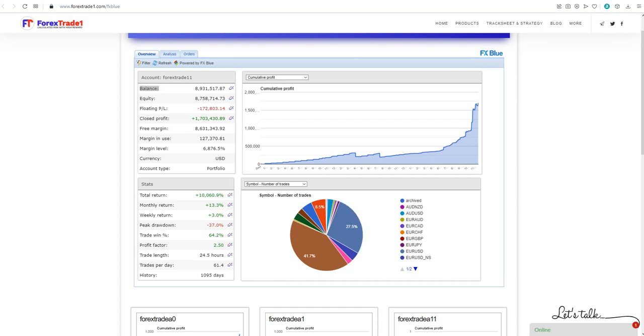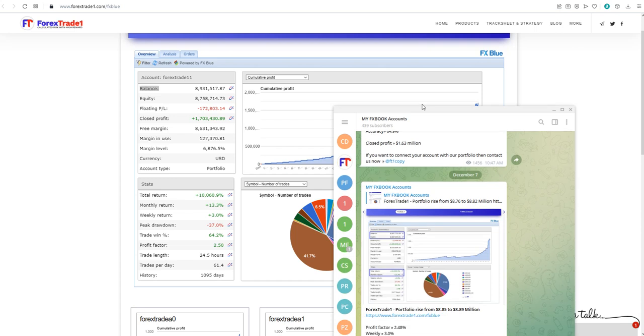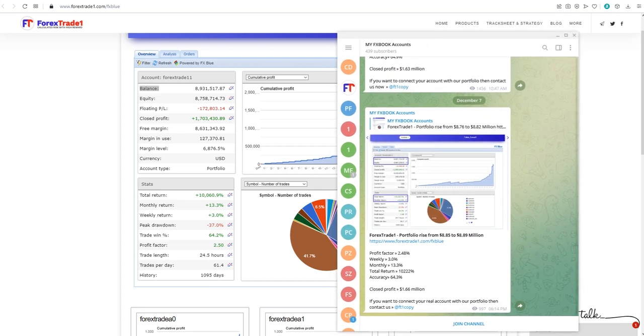My FxBlue we are updating on constant basis, and here we have our Telegram channel as well. You can verify the update. Last update, it was on 7th of December, just yesterday, and within 1 day, $36,000 profit is increased. So you can check the transparency, like constantly we are updating this FxBlue. You can even join this channel and check all the details.